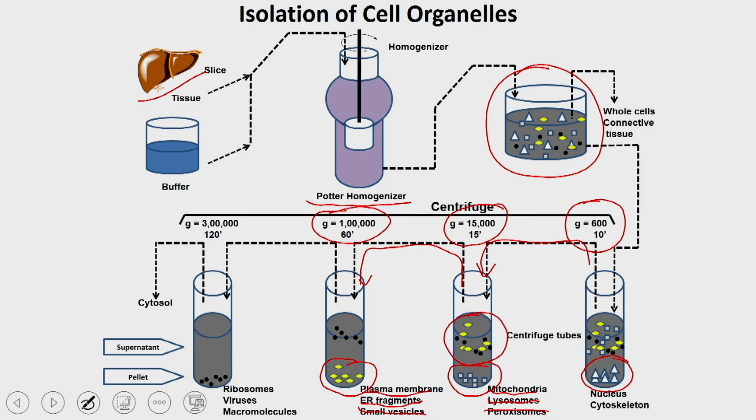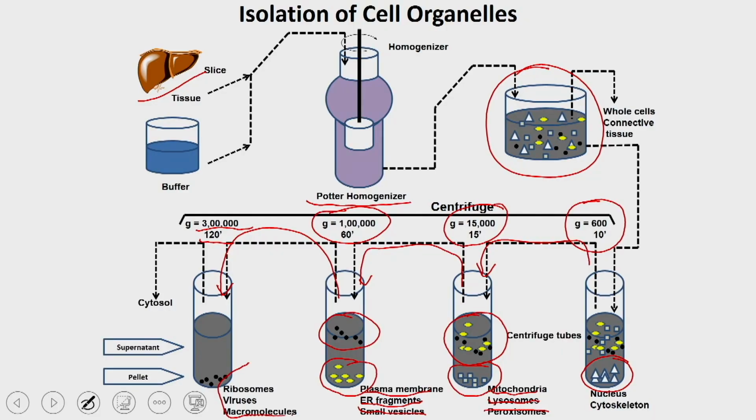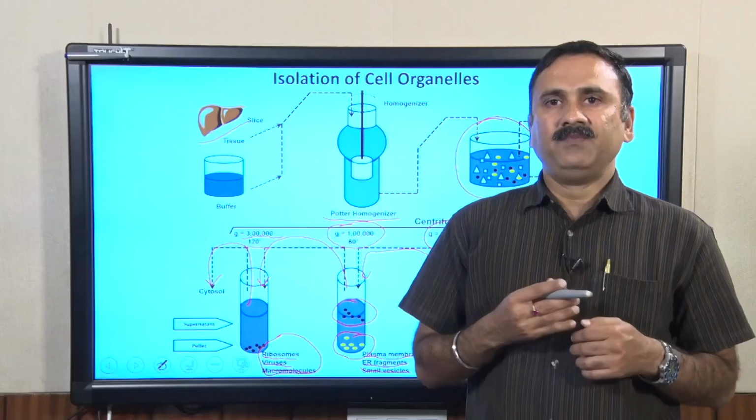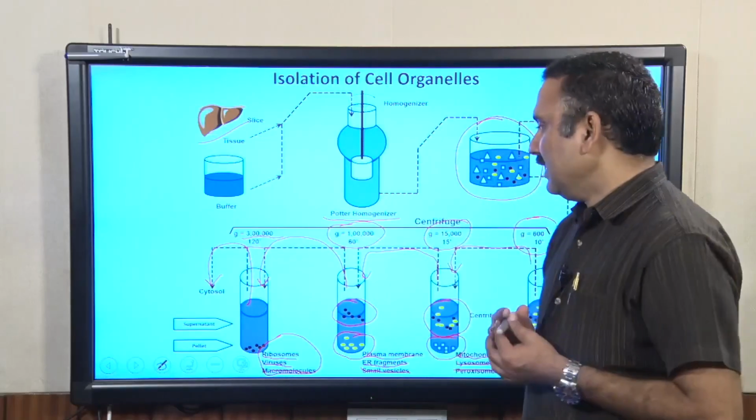And now if you take the supernatant and do another round of centrifugation at 3 lakh G for 2 hours, which you also do in the ultracentrifuge, you are going to get the very small particles like ribosomes, the viruses, and the free proteins. And if you take this supernatant, you are going to get the cytosol. This cytosol contains the proteins as well as the salt and all the other liquid material which is present in a typical cell.